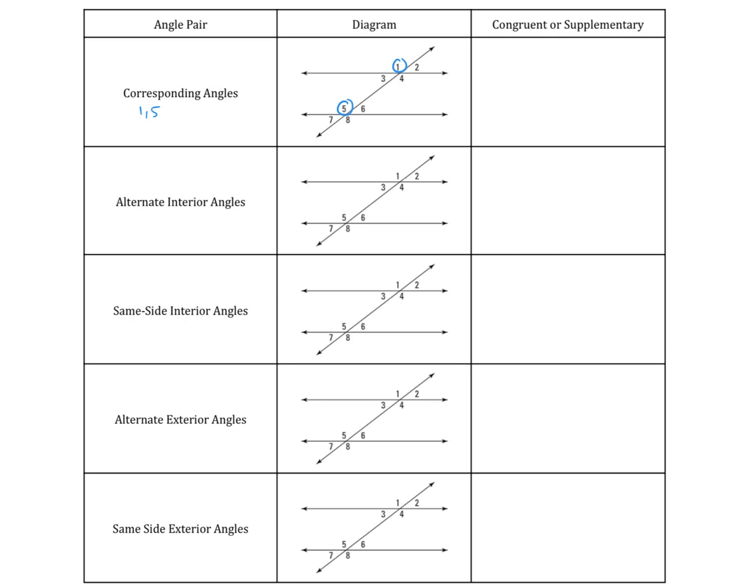Another pair of corresponding angles would be 2 and 6. Those are both in the top right spot of the cluster. And another pair would be angles 3 and 7. And also angles 4 and 8. And if I take any pair of corresponding angles, like for example angles 1 and 5, they are congruent. They have the same measure.